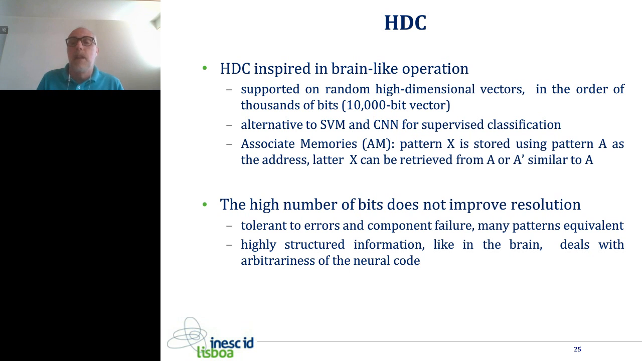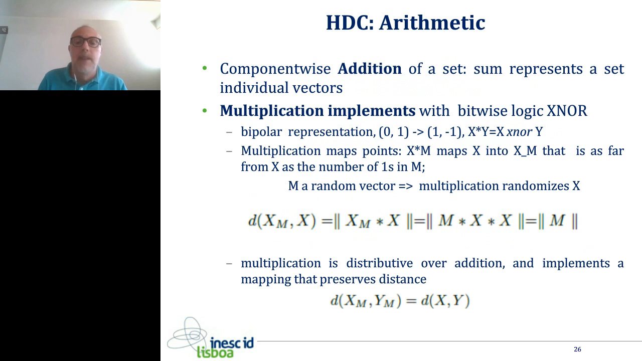So the question at this point is: which kind of arithmetic do we have behind this hyperdimensional computing? It's relatively simple, but quite different from the traditional arithmetic. You have, for instance, component-wise addition of a set. You can see that this sum represents a set of individual vectors, because you have to have a vector that represents a class. And so you can use the traditional algebra that we learn and do addition of the vectors just to get the sum. And we can do multiplication.